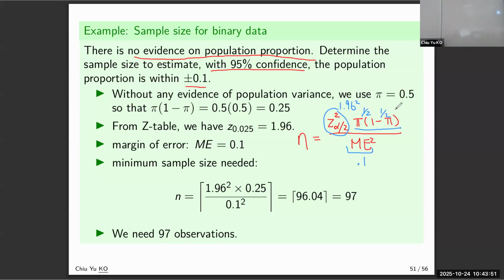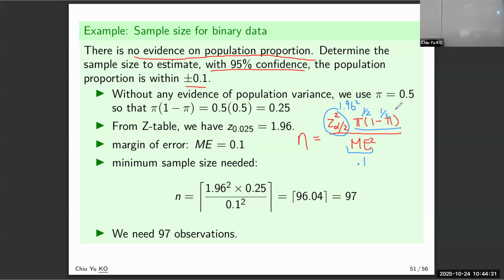And at the end, you get 97. So if you want the precision to be within 0.1, then you use around 100. Okay. And actually, we can see there's a good approximation there. Look at the numerator. The numerator is actually close to 1. Why? Because this guy is 2, right? 2 squared is 4. 4 times a quarter is 1, right?